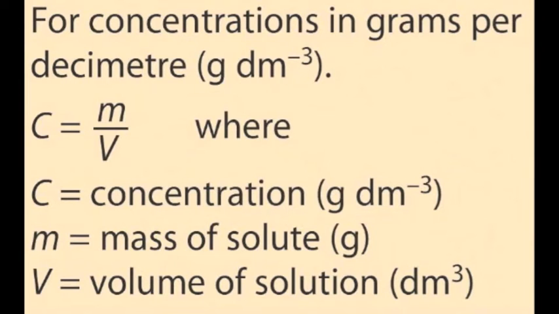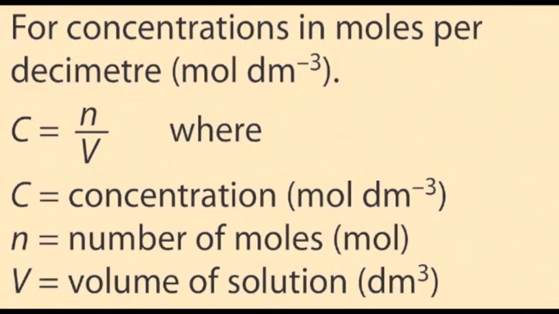For concentrations in grams per decimeter cubed, C equals M divided by V, where C equals the concentration in grams per decimeter cubed, M equals the mass of solute in grams, and V equals the volume of solution in decimeter cubed. For concentrations in moles per decimeter cubed, C equals N divided by V, where C is the concentration in moles per decimeter cubed, N is the number of moles, and V is the volume of solution in decimeters cubed.